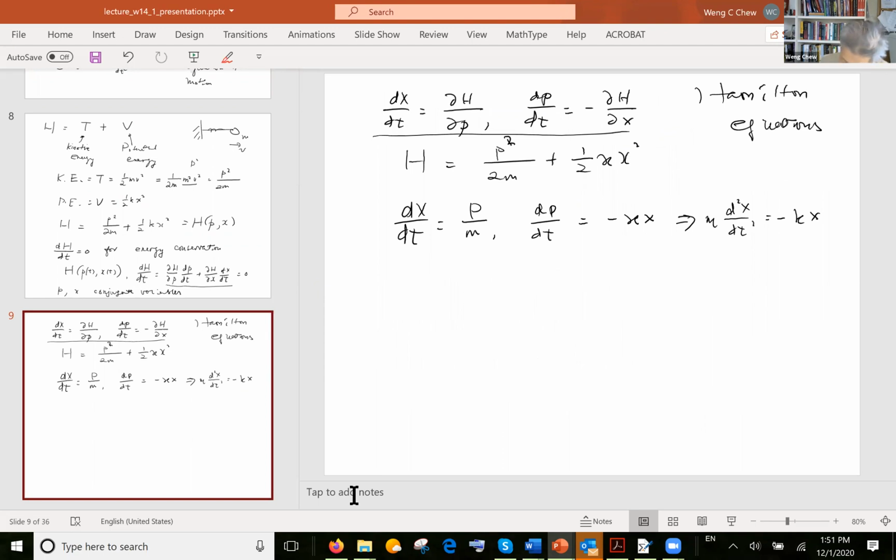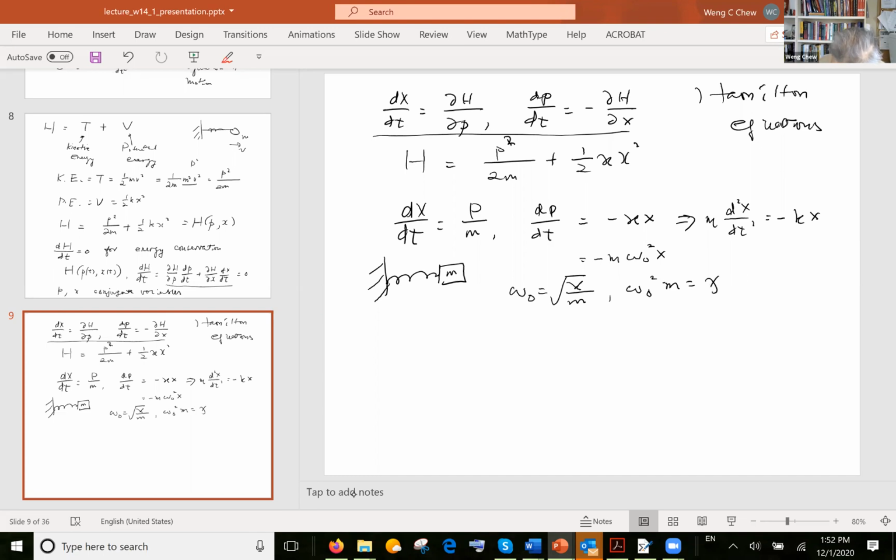You will find that in the textbook, this kappa x is often written as minus m omega naught squared x, where omega naught squared is the resonant frequency of the pendulum. So if you have a pendulum attached to a mass m, you can easily show that the resonant frequency of this pendulum is kappa over m. If you take omega naught squared times m, it would just be kappa. So you can solve this equation very easily.